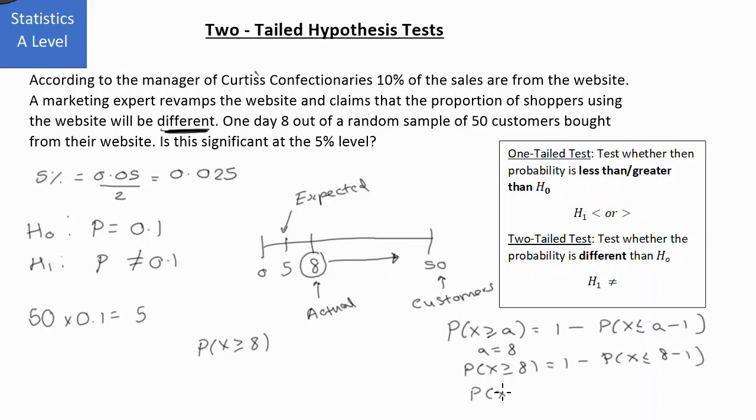And then we can simplify that. Probability of x is greater than or equal to 8 is equal to 1 minus the probability of x is less than or equal to 8 minus 1 is just 7. So this here is what we're going to type into our calculator. 1 minus the probability of x is less than or equal to 7.